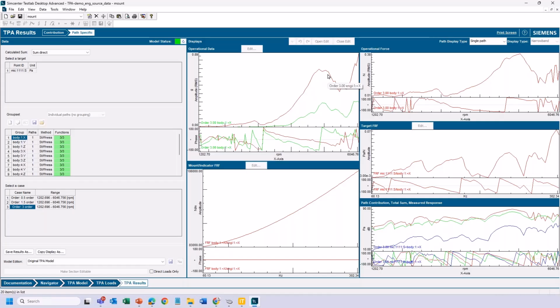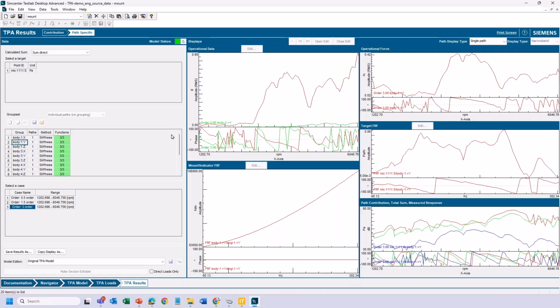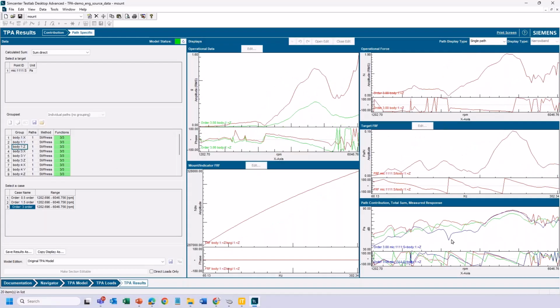And normally if your mount's doing a good job, the passive side should be less. So we could look at body 1Y. You can see there's a big difference there. We can look at body 1Z, and body 1Z was the big contributor compared to body 1X. Actually, maybe I'll go back to body 1Z here and I'll make the limits fixed just to make this a little more dramatic.